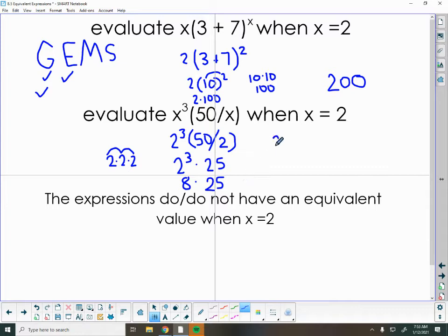So go ahead and try 25 times 8 to decide, are these expressions when x equals 2 equivalent or not? So when I have 25 groups of 8, that is 200. So these expressions do have an equivalent value when x equals 2.